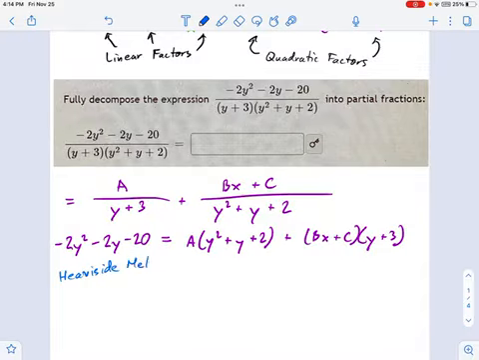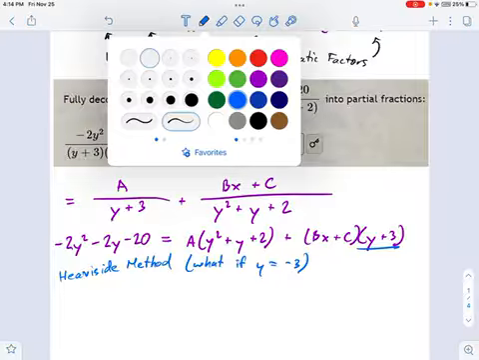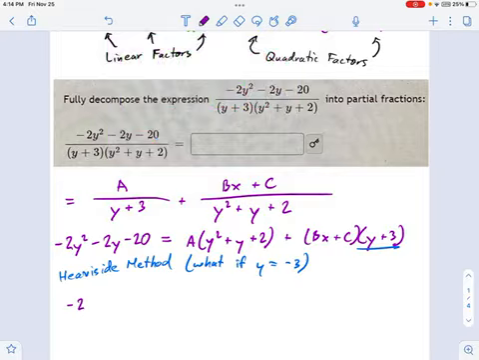When we say, well, what if our variable y were equal to something? Okay, I think -3 would be a very convenient value of y. So let's say, what if y equals -3? Well, let's see what happens. Okay, so we're going to get this: -2 times -3 squared minus 2 times -3 minus 20. That's the left side of the equation.